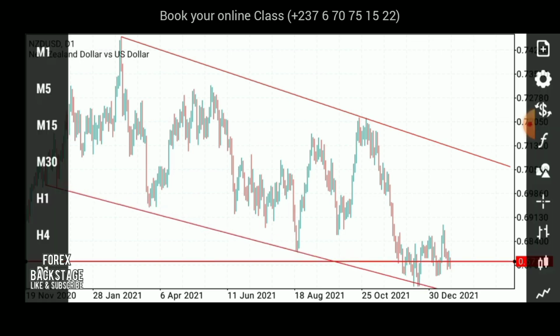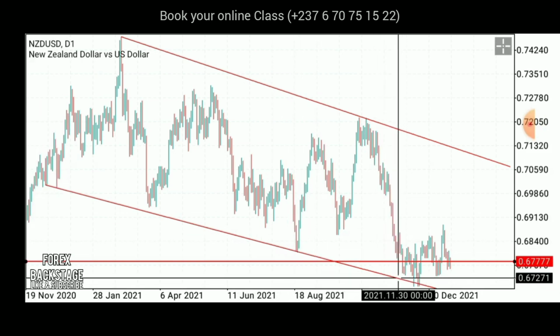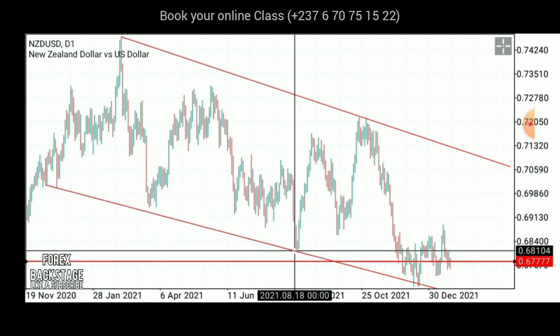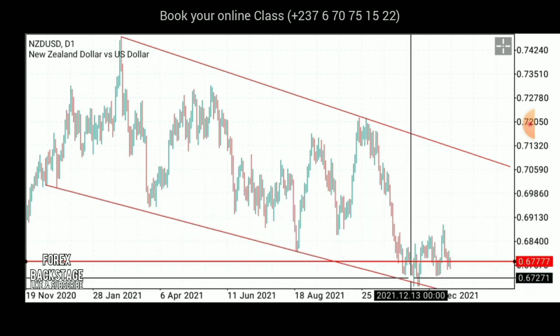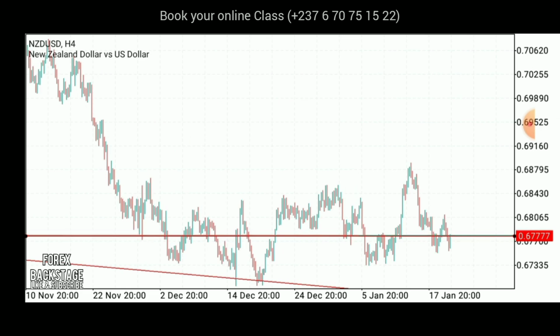All right, just from here you can see that price is already reacting from this lower trend line. It has respected it twice, and now this is the third hit. All right, so that's already information we should take note of. So let's drop to the H4 time frame. From the H4 time frame, we do the same.